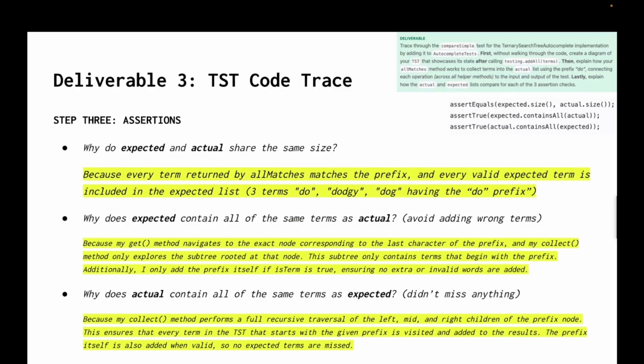Finally, for the assertions, again, the expected and actual share the same size because there are 3 terms: do, dodgy, and dog have the do prefix. How do we avoid adding the wrong term?